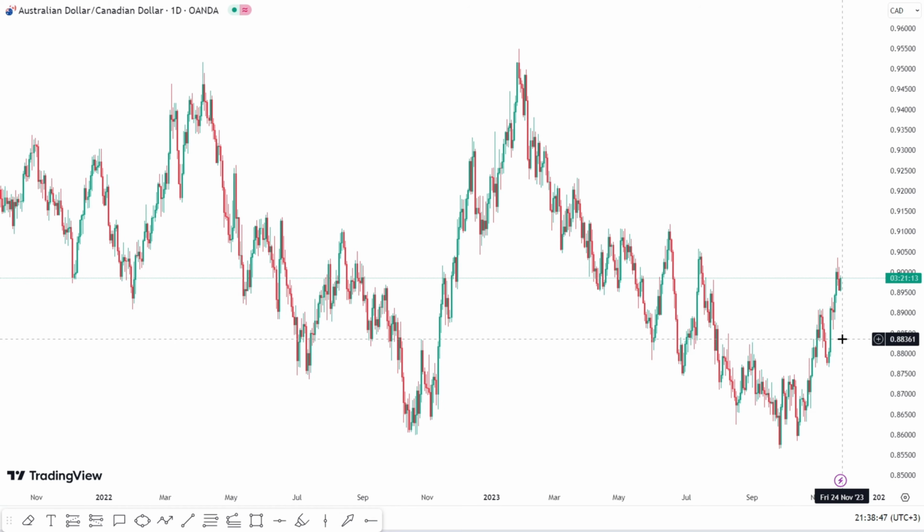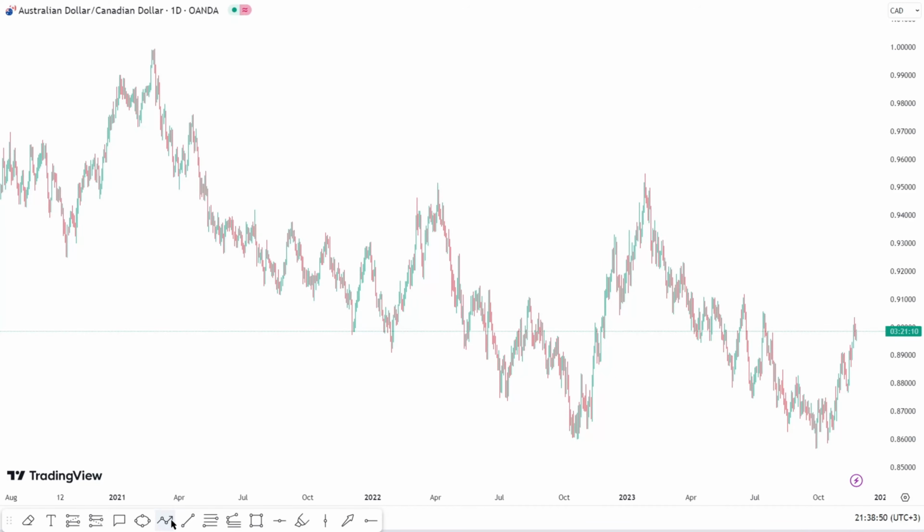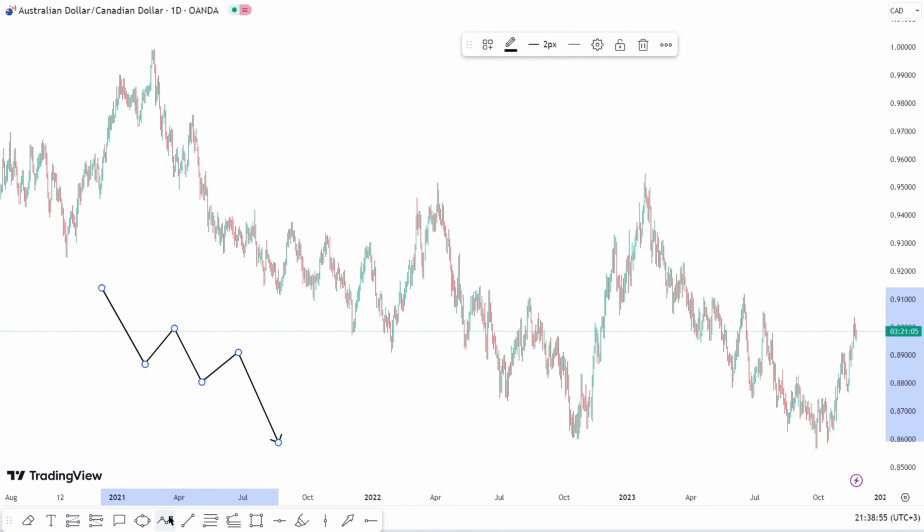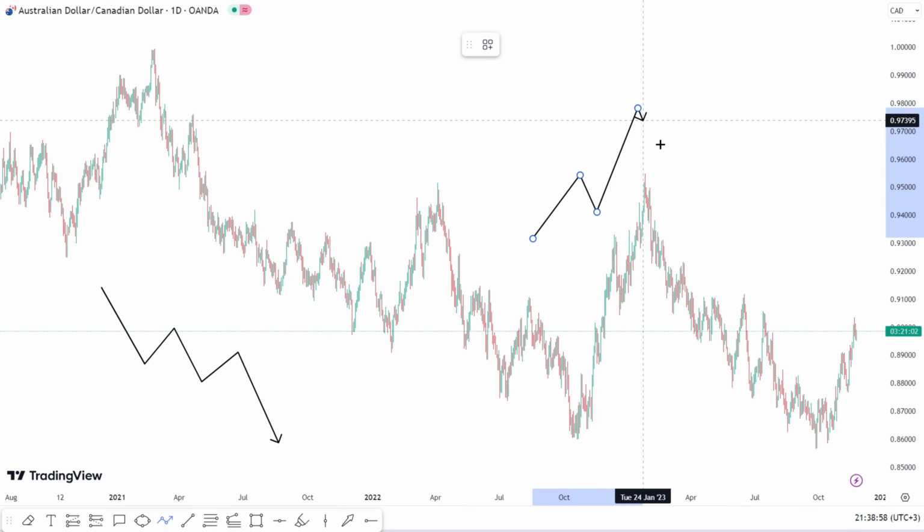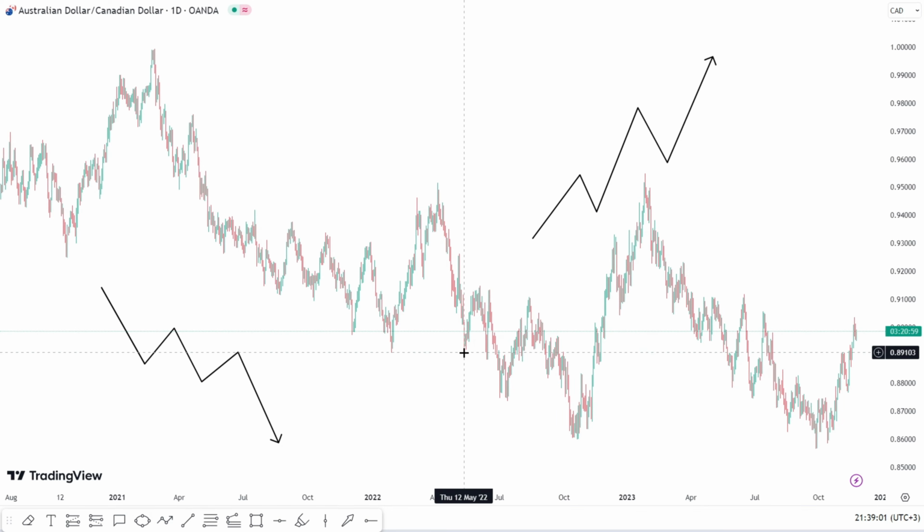If you understand market structure, then you clearly know that a downtrend is a market that has lower highs and lower lows, and an uptrend is the opposite. That means we have higher highs and higher lows. Now in this market, clearly we have lower highs and lower lows. So this is a downtrend.